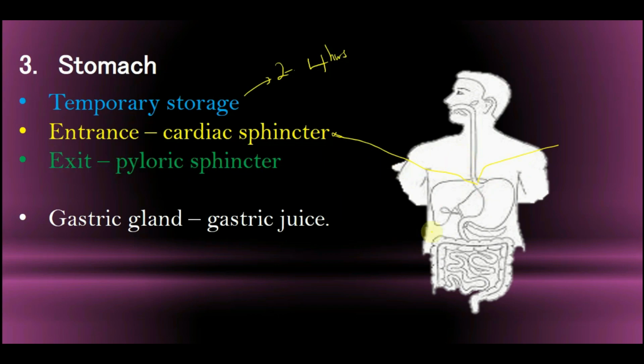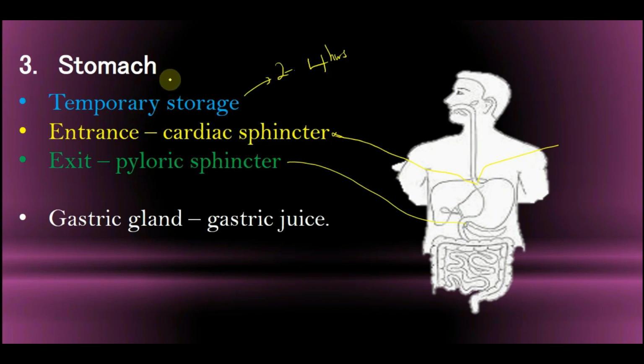Then the exit, which is this part of the stomach, is called the pyloric sphincter. The entrance of the stomach is called the cardiac sphincter. There is a sphincter here that controls what goes into the stomach, and the pyloric sphincter is the exit. It is what controls what goes out of the stomach. So these two sphincters are very important. The entrance is called the cardiac sphincter, while the exit is called the pyloric sphincter.